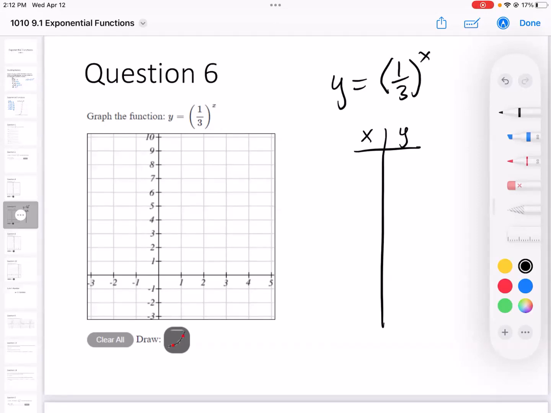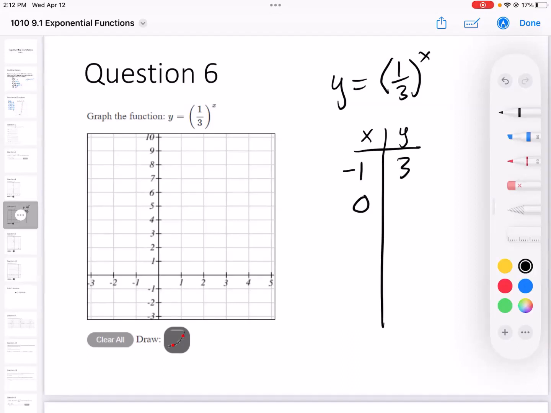So what do you guys think would be some easy numbers that you could plug in for X? Yeah, -1. Okay, awesome. That would be good because if I do 1/3 to the -1, 1/3 to the positive one is 1/3, and so to the negative one is the reciprocal of 1/3, which would be 3. Sorry, I heard you wrong. We'll do 0 as well.